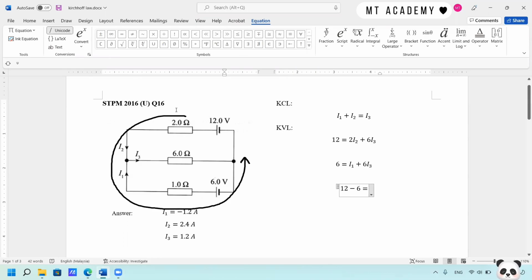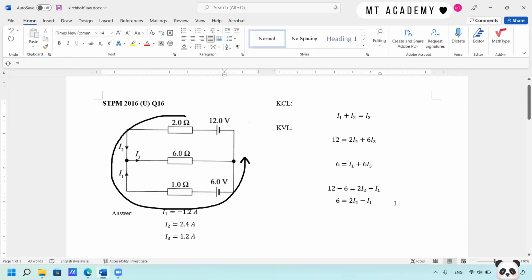And then we have the voltage across the 2 ohm, which is 2 I2. As for the 1 ohm, you can see I1 is against the direction of the loop, so it will be minus 1 I1. Simplify the equation, we have 6 equals 2 I2 minus I1. So that is the fourth equation you can get, and you just need 3 of them to do the question. The fourth equation here can serve as checking the answer, for you to make sure that everything is correct.